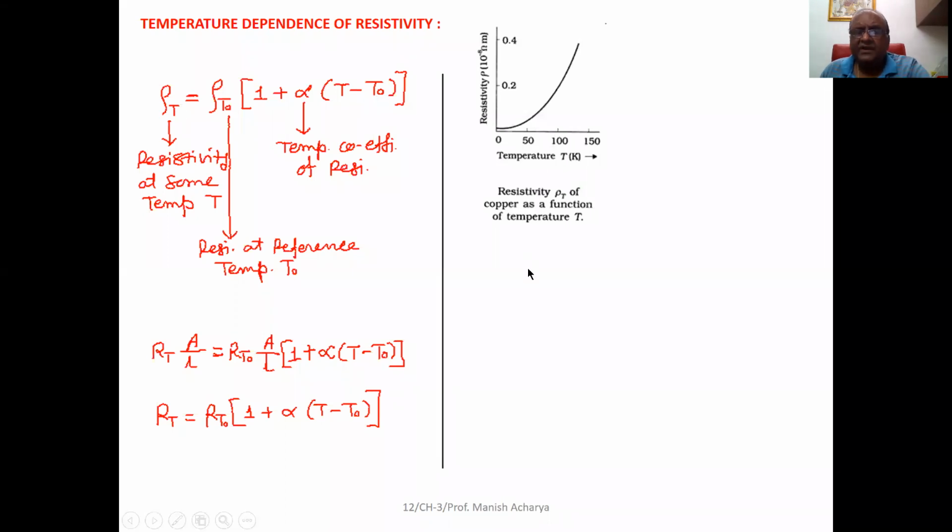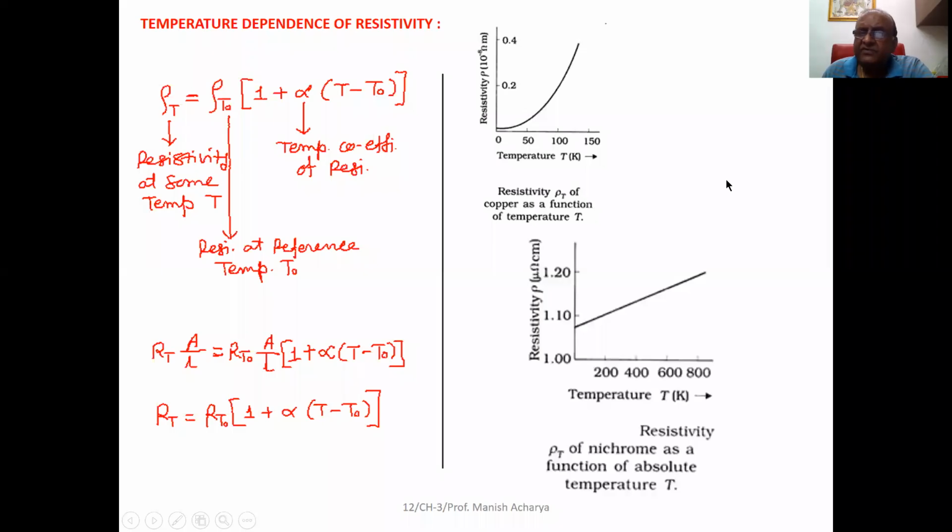Now, here you can observe this thing. See, above 50, non-linearly the resistivity increases. It means the higher the temperature we take, the more rapidly resistivity increases. Clear to all of you? Then, if we think about alloys, then we can say this thing: the resistivity of alloys is almost independent of temperature.